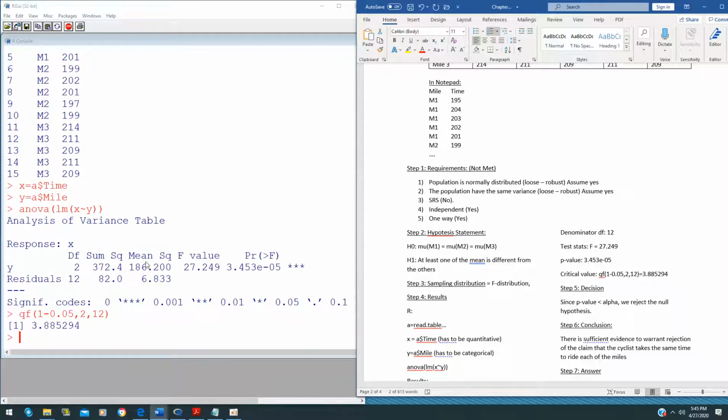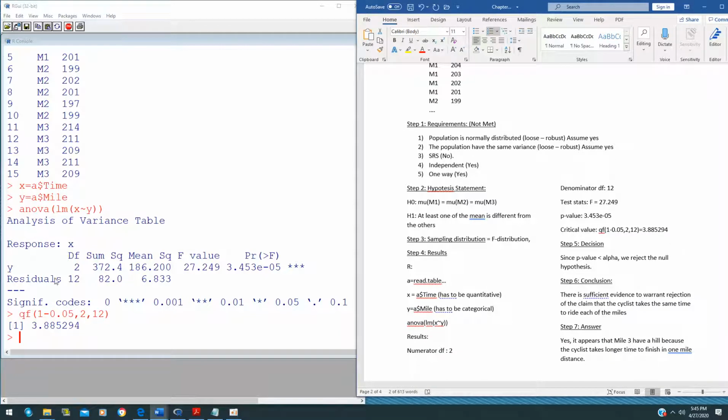So you will get your degrees of freedom. Your numerator degree of freedom is 2. Your denominator degree of freedom is 12. Your test statistic is 27.249, and your p-value is close to 0, 3.453 times 10 to the power of negative 5. So it's very small in this case.